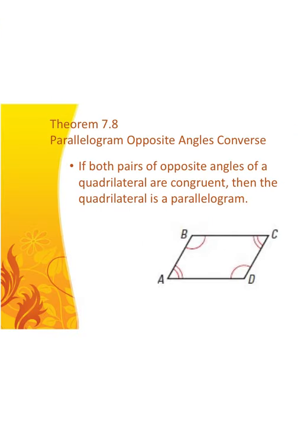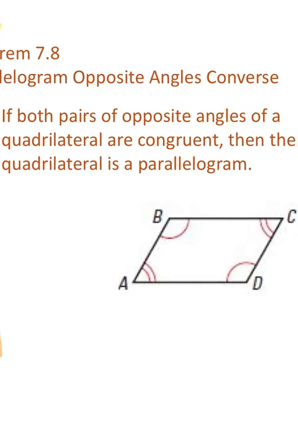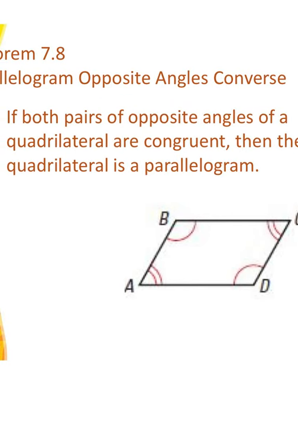Okay. Theorem 7.8. Opposite angles converse. If both pairs of opposite angles of a quadrilateral are congruent, then the quadrilateral is a parallelogram. Same thing here, guys, okay? So if we can prove that both pairs of opposite angles are congruent, we've got a parallelogram. But the if and the then are flipped. That's why it's called the converse.